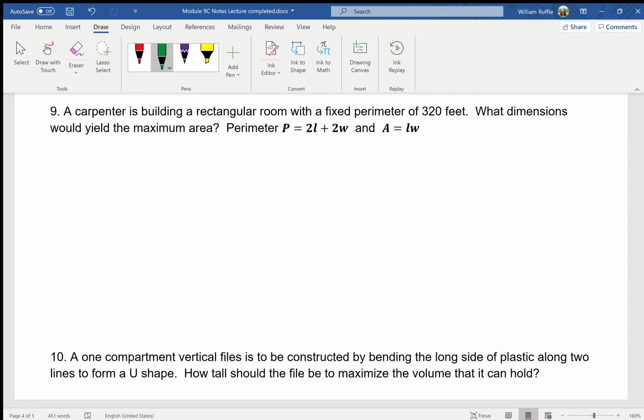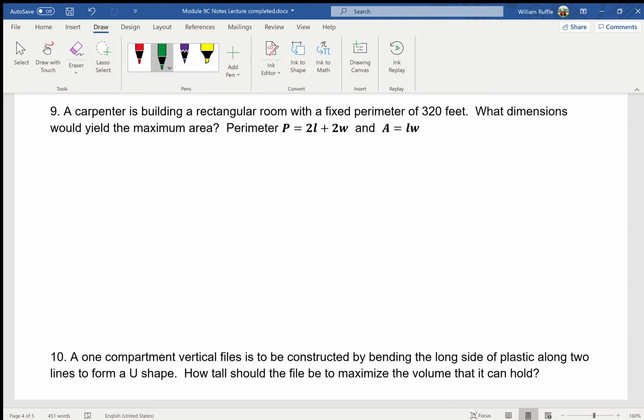Alright, I am doing the last part of the 9C video notes, and it's the word problem section. So we have 4 word problems to do. These are max-min problems. You're trying to maximize areas and volumes. You will see this in pre-calc and calculus. You'll obviously learn new ways of doing this, but we're going to learn the basics of this.